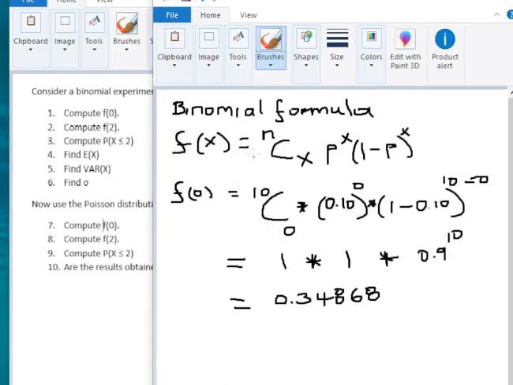So here we see the binomial formula, and you're going to want to understand how to use this formula to find the numbers. You're going to plug n in wherever you see n, plug x in where you see x, and then multiply by p raised to the power of x times 1 minus p to the power of n minus x. So this should be n minus x. Let me change that.